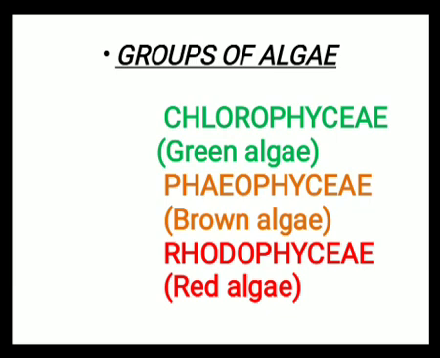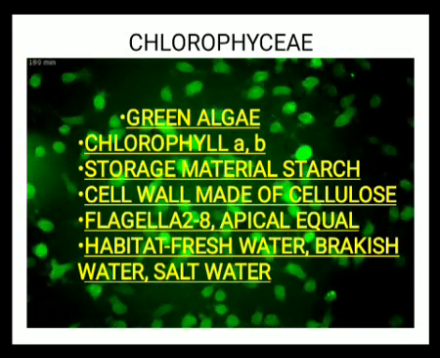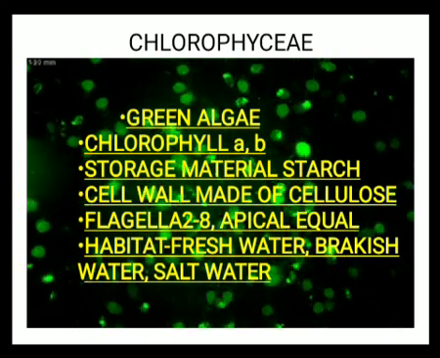Then I will talk about the groups of algae which we generally study when we talk about algae, broadly on the basis of the various pigments, because algae is a group of plants which shows diversity in terms of its pigments also. On the basis of different pigments, algae is divided into three groups. Chlorophyceae are the green algae, Phaeophyceae are the brown algae, Rhodophyceae are the red algae. We will talk about these three groups one by one. Let's first talk about Chlorophyceae.